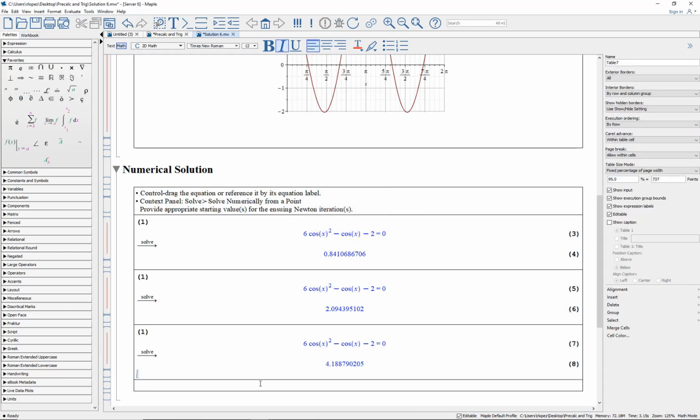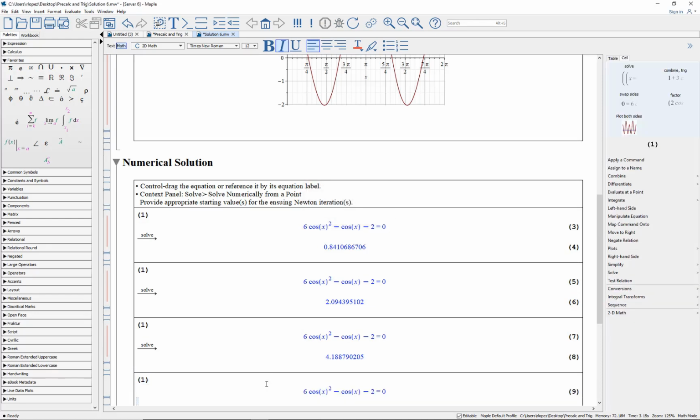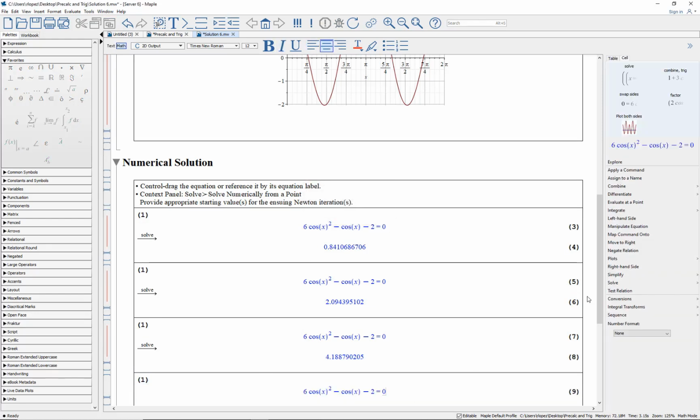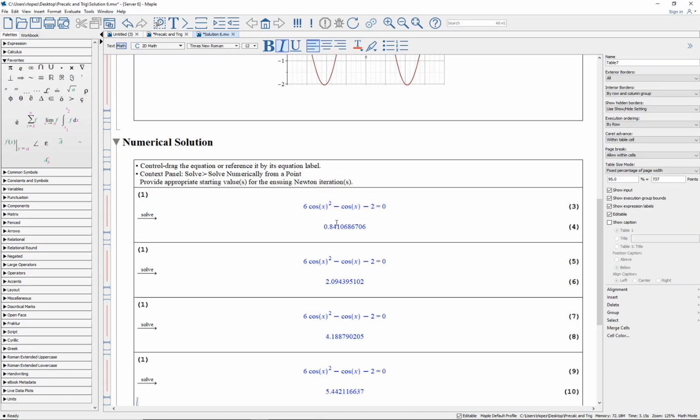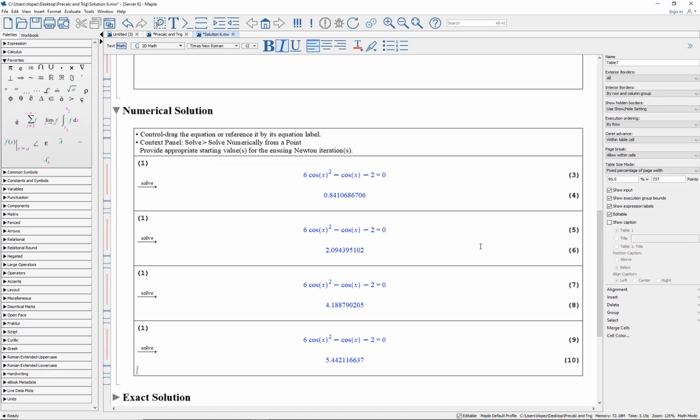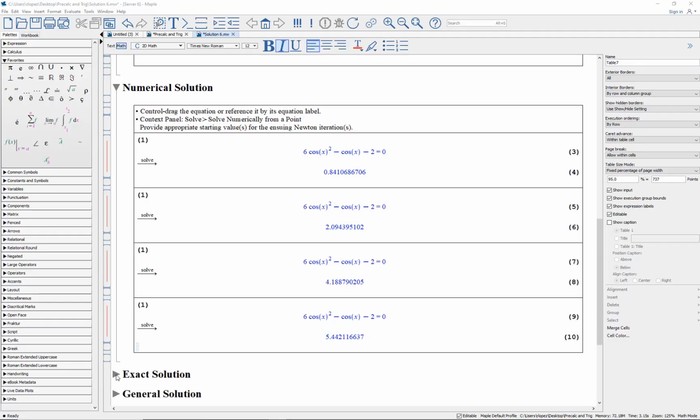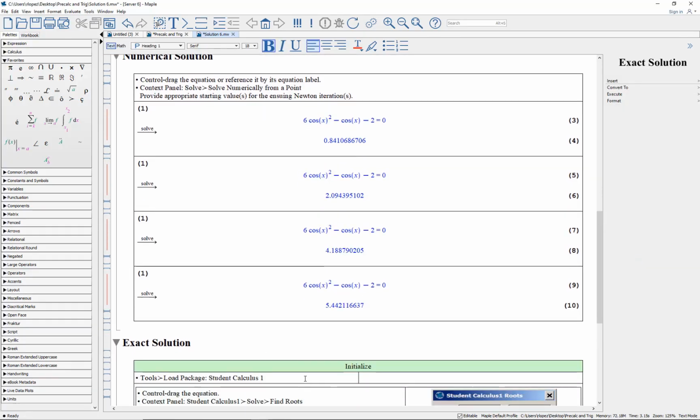And finally, Control L1. Maybe we'll try something like 5 for this one. Solve numerically from a point. Try 5. And we have a 4th solution. So that's one way to get Maple to solve numerically. Now let's get an exact solution to this equation.